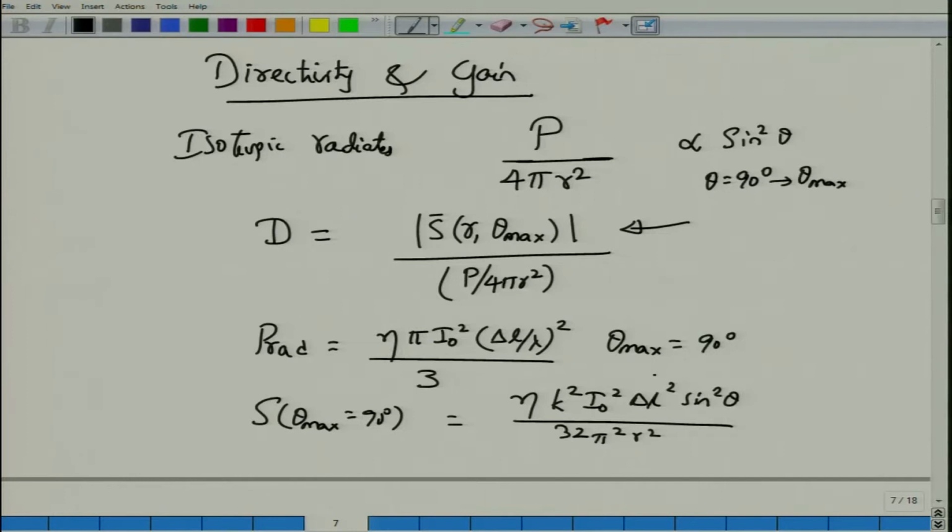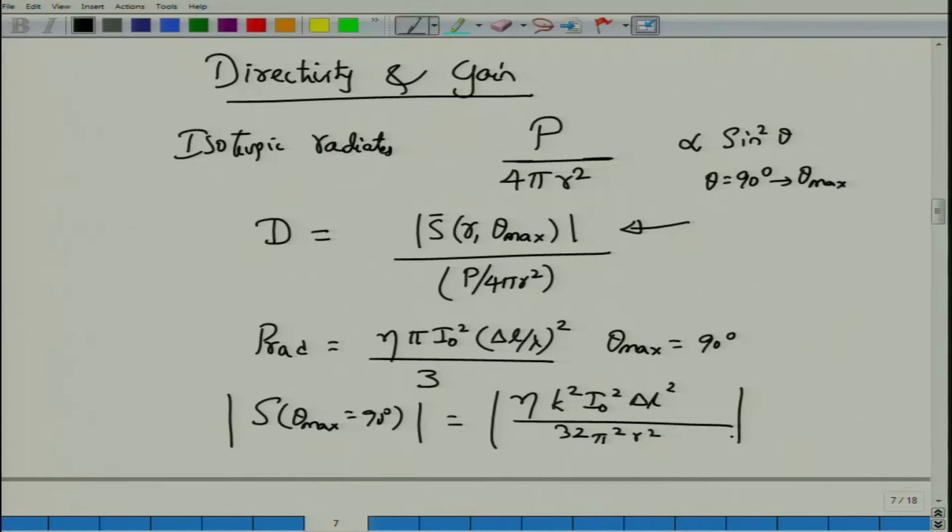Of course, when theta is equal to 90 degrees, sin square theta will be equal to 1. So this is the maximum radiation or the Poynting vector that you can actually obtain. The value of the maximum time average Poynting vector is this one.